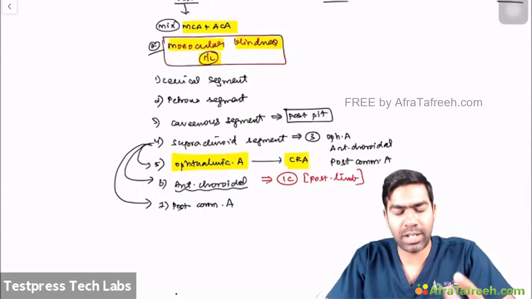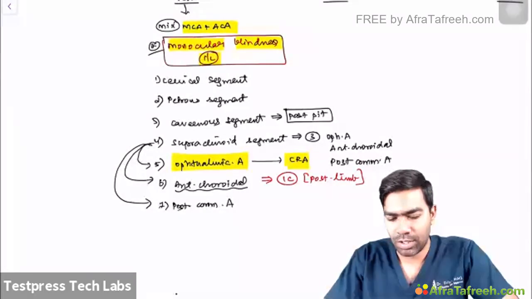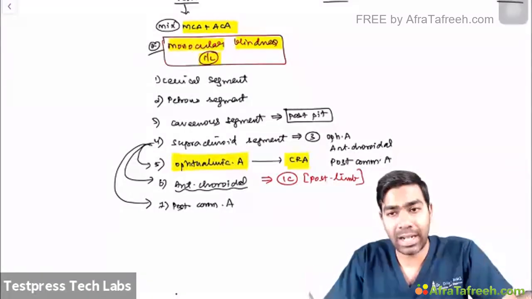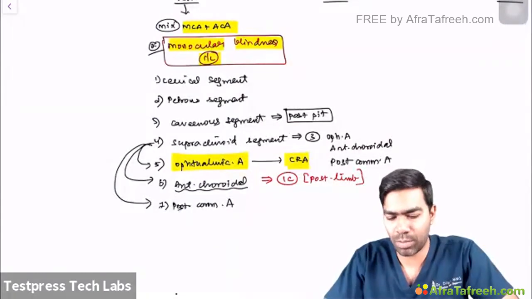Apart from that, it has branches to the midbrain. It has branches to the lateral geniculate body of the thalamus. So it has branches to the optic tract. Certain part of the optic tract is also supplied by this anterior choroidal artery only. So that is not important for us.